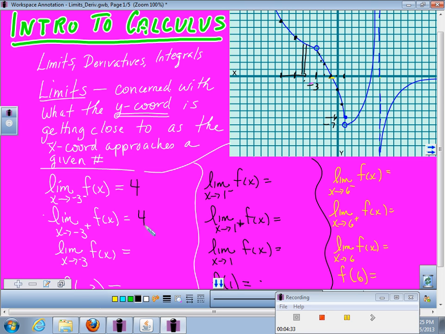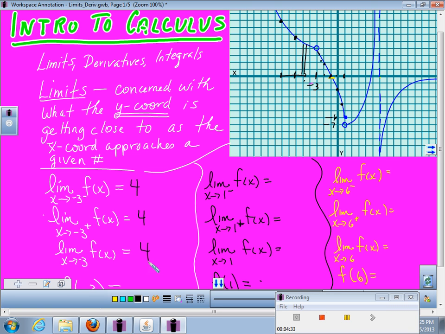What does it mean when it says x approaches -3 and there's no little plus or minus behind it? That means from both sides. So if you came from both directions, left and right, what number is it? In this case, because we already know left side went toward 4, right side went toward 4, that means, yes, from both sides, it's going to be 4.